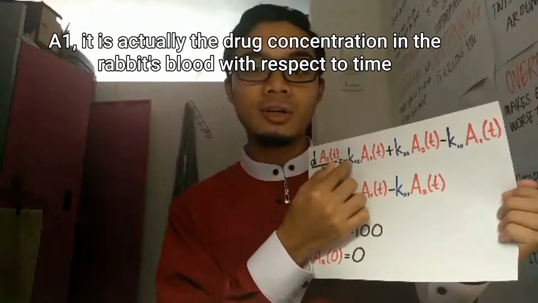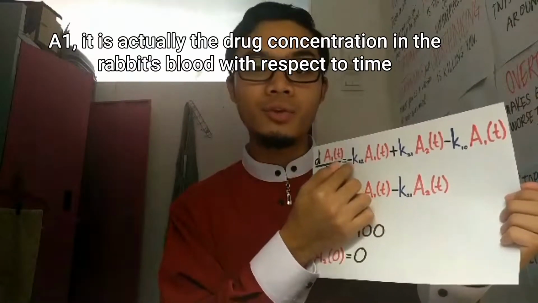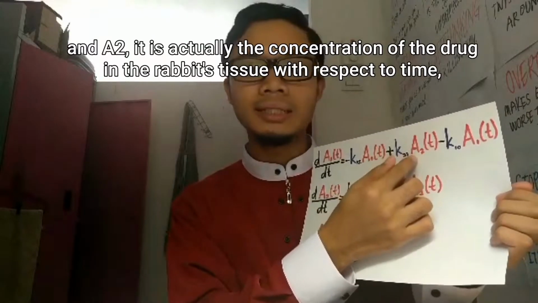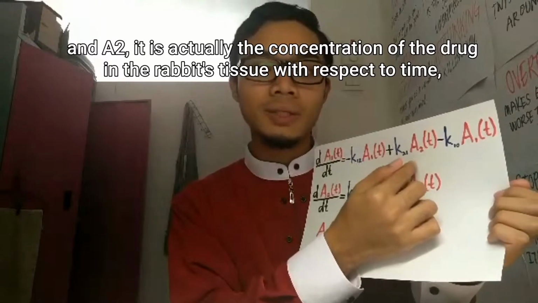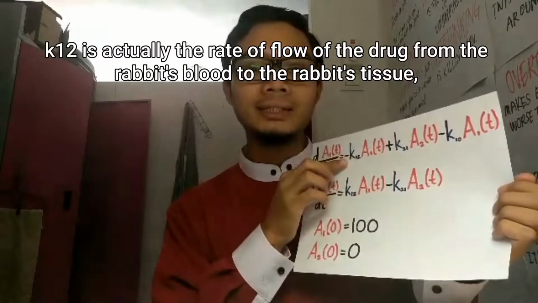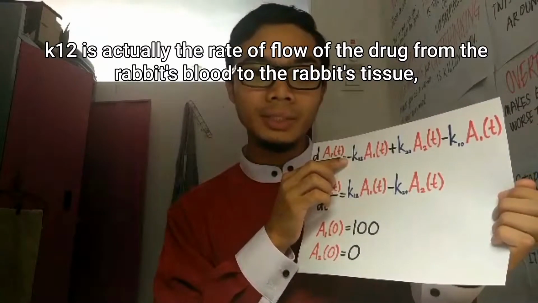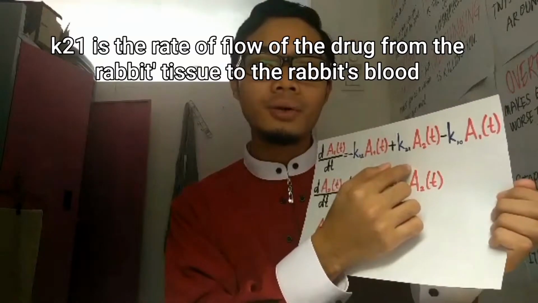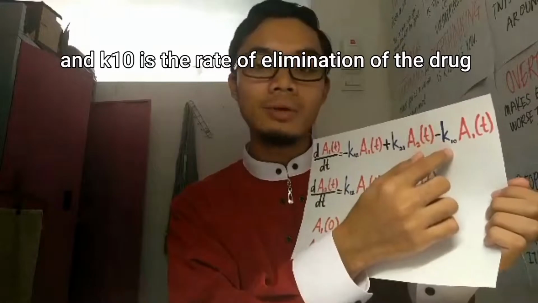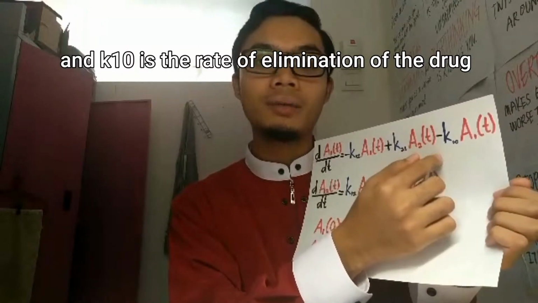A1(t) is the drug concentration in the rabbit's blood with respect to time, and A2(t) is the concentration of the drug in the rabbit's tissue with respect to time. K12 is the rate of flow of the drug from the rabbit's blood to the rabbit's tissue. K21 is the rate of flow of the drug from the rabbit's tissue to the rabbit's blood, and K10 is the rate of elimination of the drug.